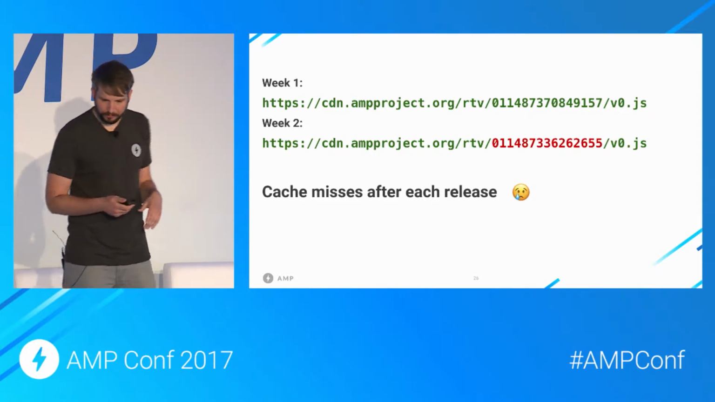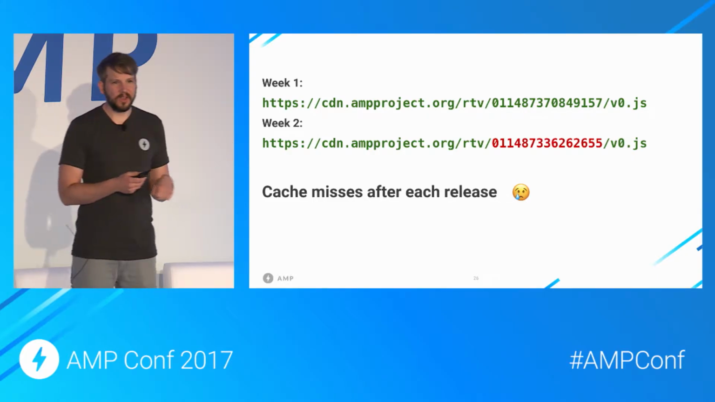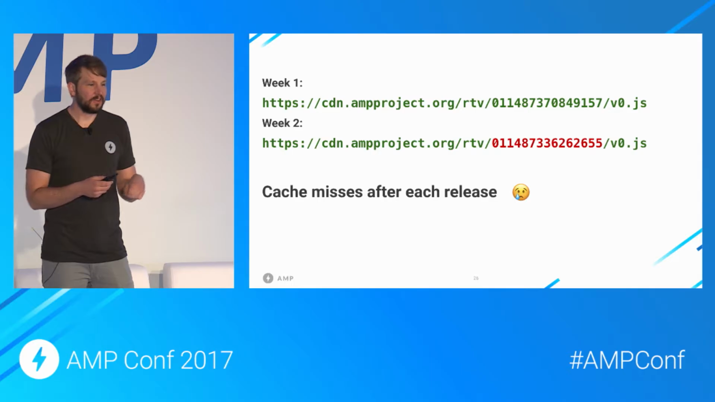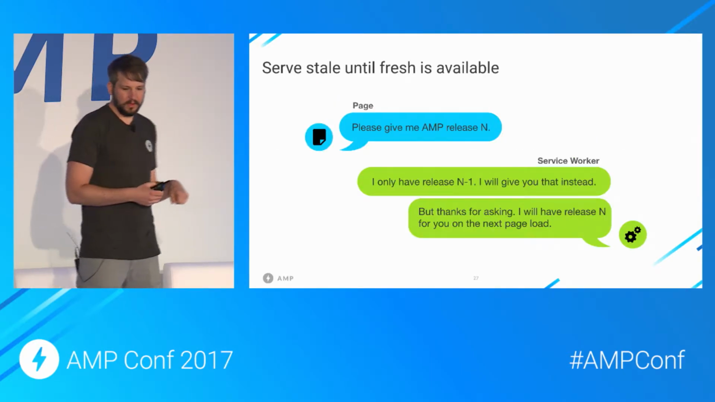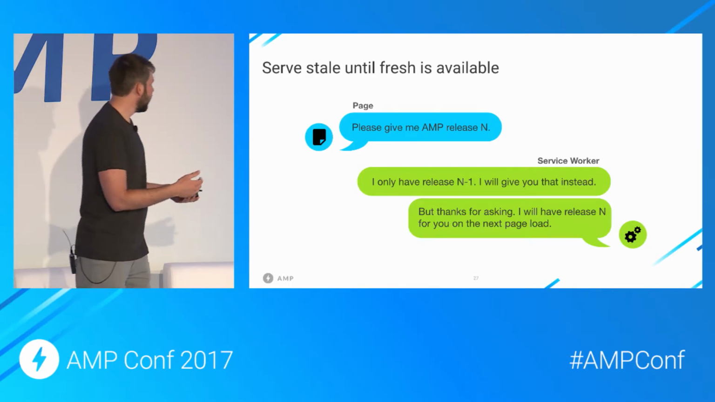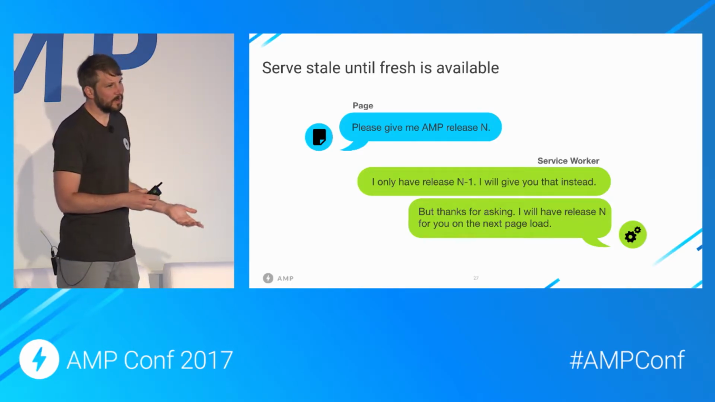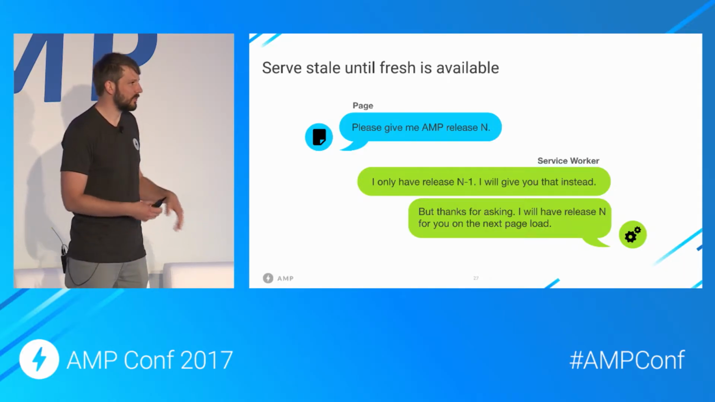which is very sad, right? And so the service worker does something which, in a way, is very different from how the web usually works, but I think it's quite awesome. So here's the dialogue. The page says, I would like to have AMP release N. And then the service worker will just say, well, I don't have it. I'll just give you the last one, even though you asked for something else.